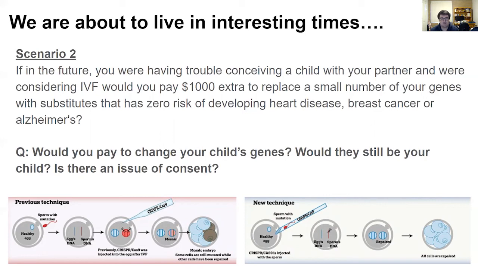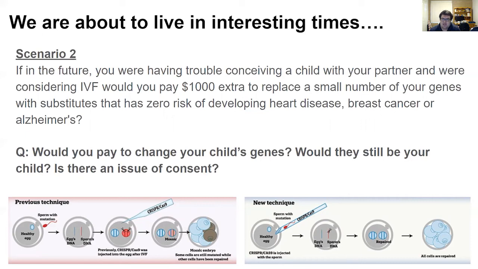What if the clinic told you, if you paid an extra $1,000, we can replace a small number of your genes with substitutes that have zero risk for developing heart disease, breast cancer, or Alzheimer's in your offspring, your child? Would you pay to change your child's genes? Would they even still be your child, considering that they now have some genes from a third person? Or if it's multiple genes getting replaced, then they're quite possibly a whole bunch of people.